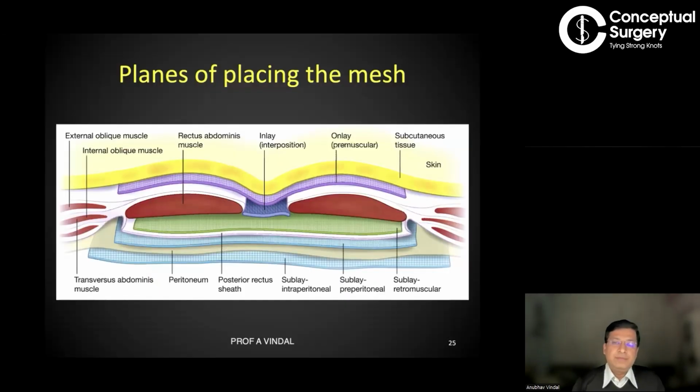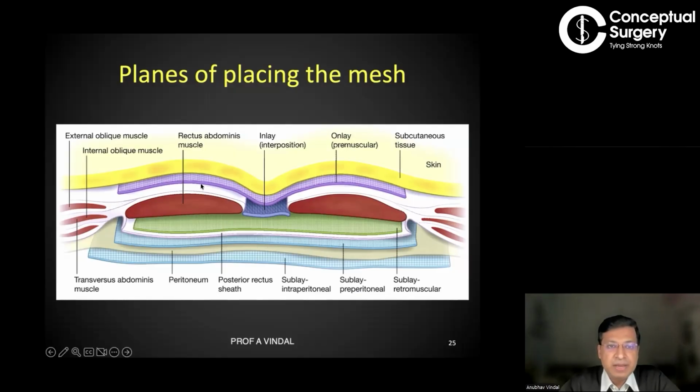So why are we so intent on learning these different planes between the muscles and the fascia? Because these are the planes which we as surgeons exploit to place the meshes during the ventral hernia repair. So what are the different planes in which we can place the mesh during a ventral hernia repair?